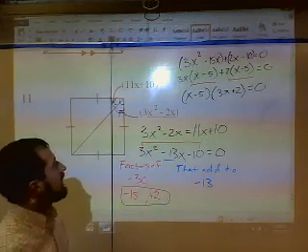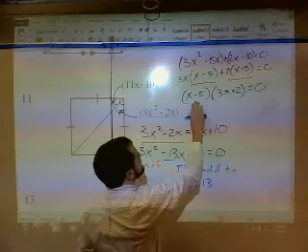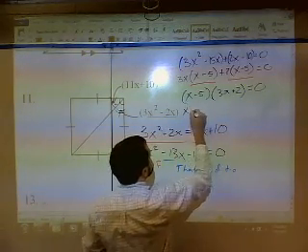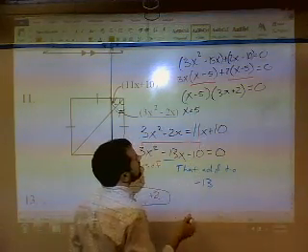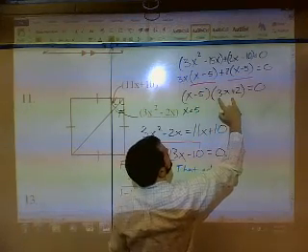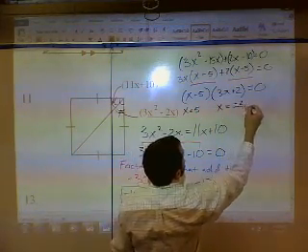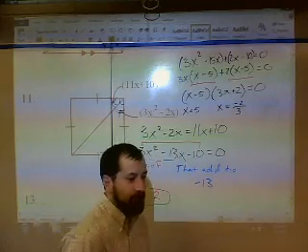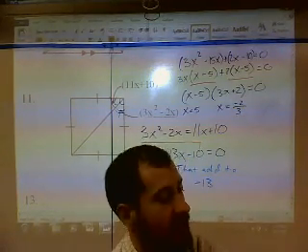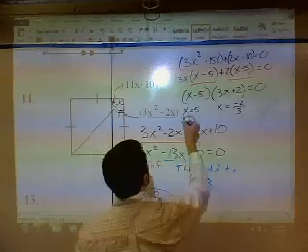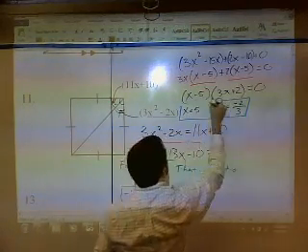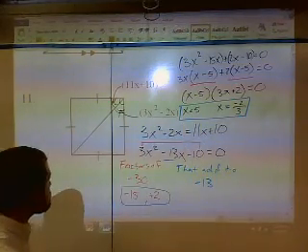Now we have our two factors. We can set this equal to 0, so x has to equal 5. We can set this factor equal to 0, so x has to equal negative 2/3. So these are our two solutions: x equals 5 and x equals negative 2/3.